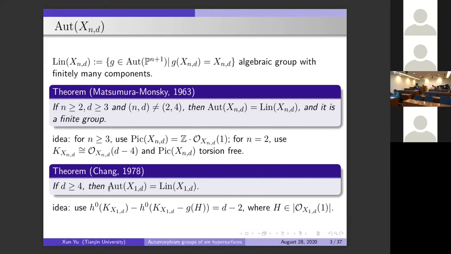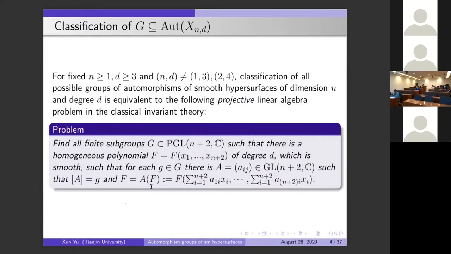And in the plane curve case, Chang in 1978 also showed a similar result for degree greater than or equal to 4. The argument is slightly different, but okay. So that means in the hypersurface case, except the elliptic curve and quartic surface case, the classification of all possible groups of automorphisms is equivalent to the following projective linear algebra problem in classical invariant theory.